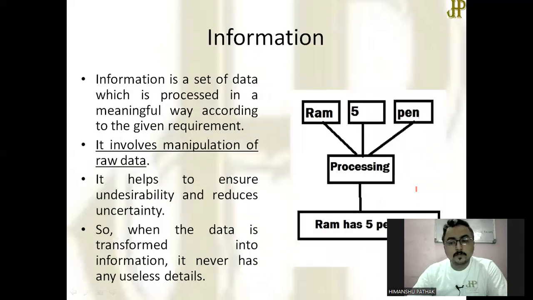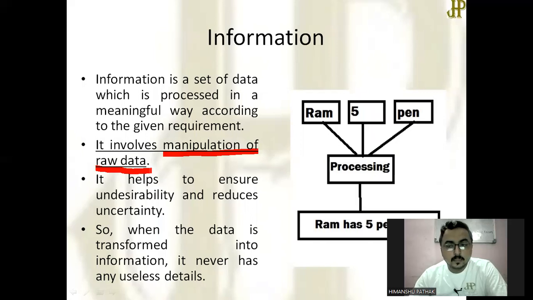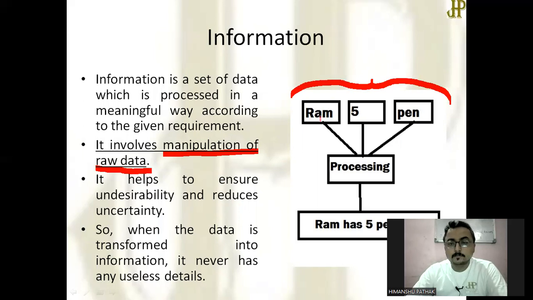So now what is information? As I already told you, it is the manipulation of raw facts and figures in some particular manner. Then we get something, and that is known as information. So here you can see that there are three individual data: Ram, has, and pens.